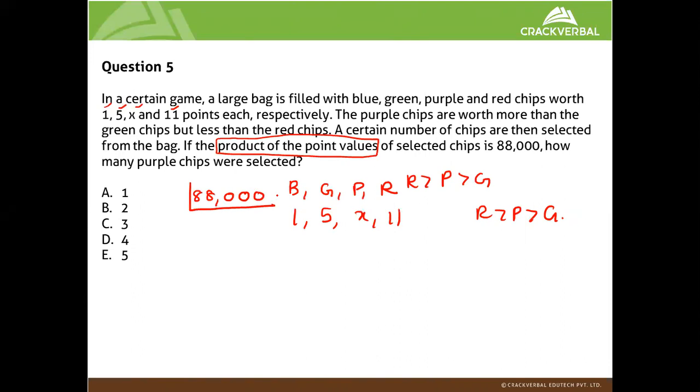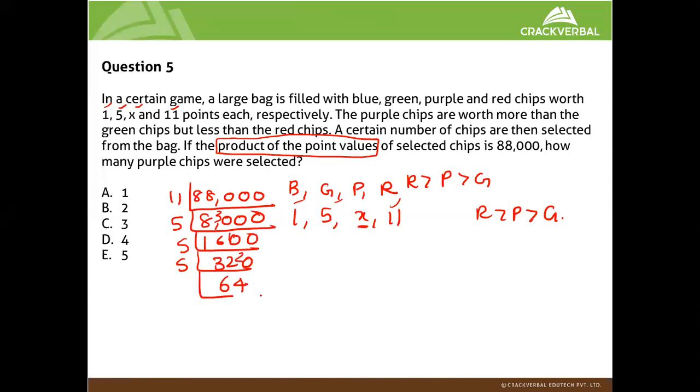into its prime factors. Okay, so I have 11, 5, and 1 given to me, and I also have a value of X. So I'm just going to first divide this by 11. So 11 8s are 88, 8,000. I'm going to divide by 5. 5 1s are 5, 5 6s are 30. Again by 5. 5 3s are 15, 5 2s are 10, 0. Again by 5. 5 6s are 30, 5 4s are 20.